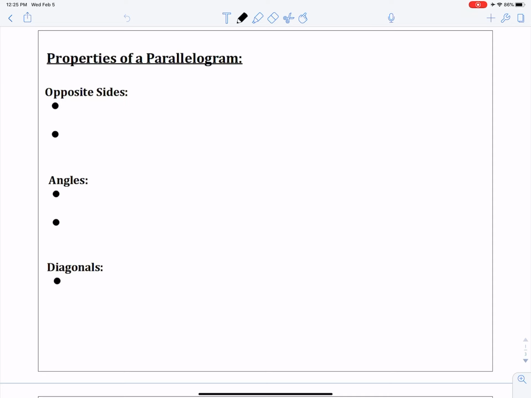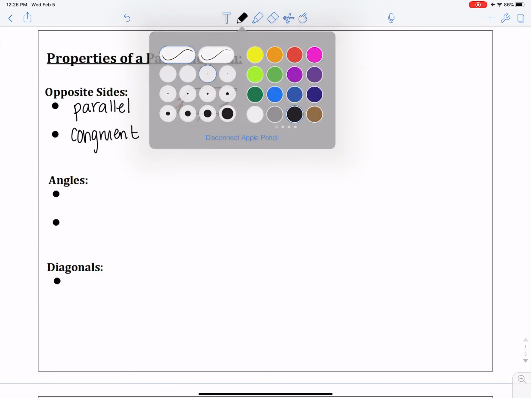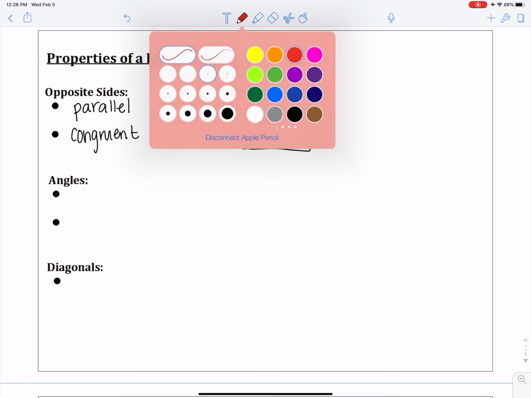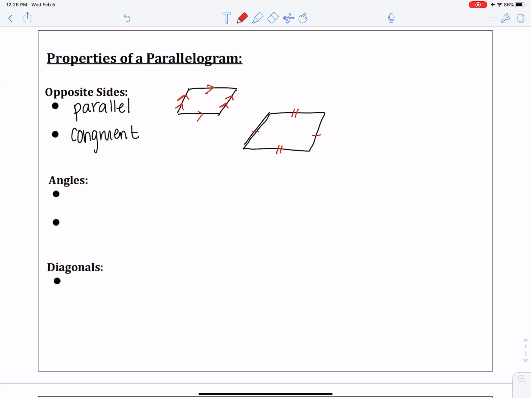So the first one is about the sides and the opposite sides. So first, the opposite sides are parallel because it's a parallelogram. And then opposite sides are also congruent. So I'm going to draw a picture to kind of show you. You can see when we mark parallel, we use our arrows. And for congruent, we're just going to use tick marks. So I'm just showing that opposite sides are parallel, opposite sides are congruent.